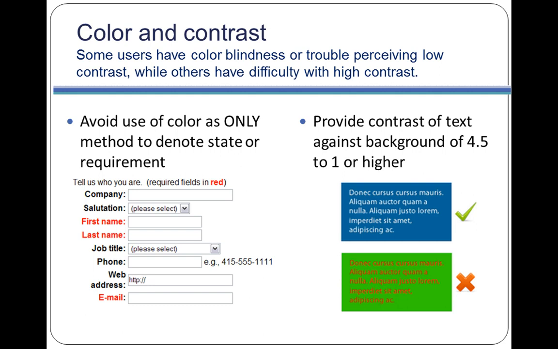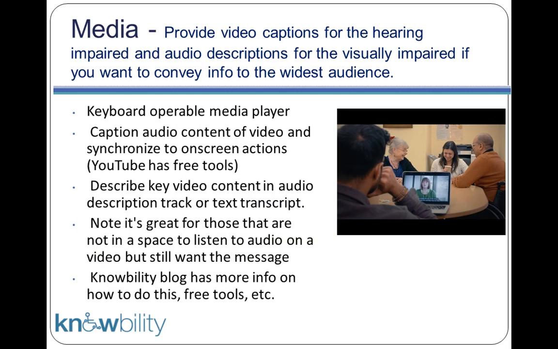Contrast, again, can be an issue for many, many people. And there's an example of good and bad contrast on this slide. The W3C standard recommends 4.5 to 1 or higher. Again, you just look at the palette of your organization and try to find colors that meet that standard or meet or exceed that standard.